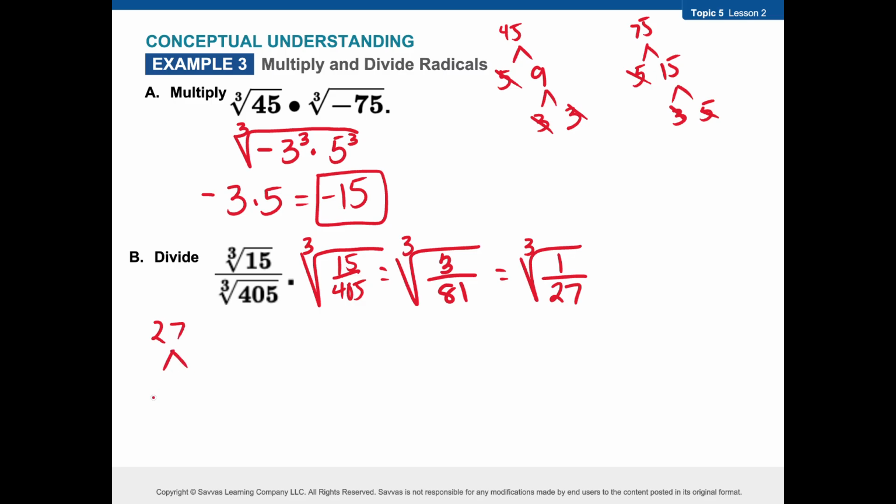If I do my factor tree of 27, 3 times 9, 3 and 3. So I have a set of 3 3's, so that means a 3 comes out. Any number inside the radical that's a 1, whenever you root 1 to any number will always be a 1. And then since I have 3 3's, a 3 comes out, and my answer would just be 1/3.